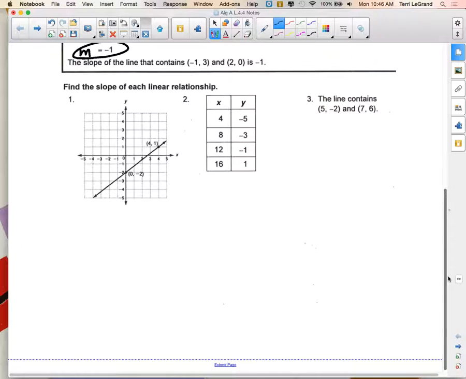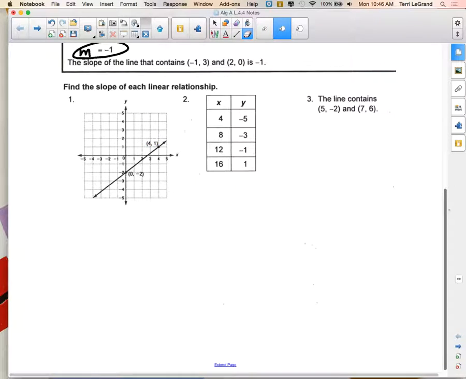Number 1. It says find the slope of each linear relationship. With your highlighters, would you highlight the 2 points? They're ordered pair names that we're going to work with. Because then we're going to take those 2 ordered pairs and come down here, and it does not matter which one we write first.